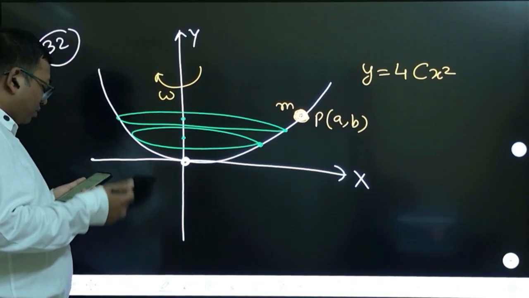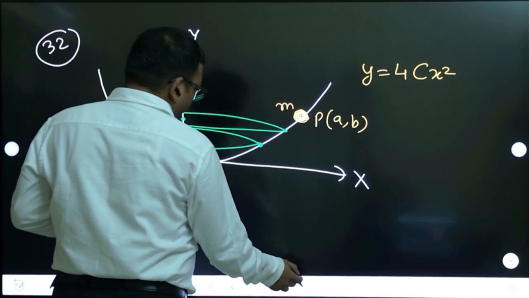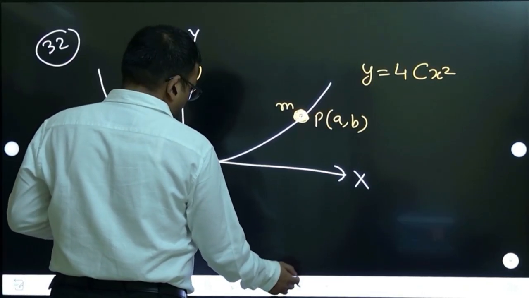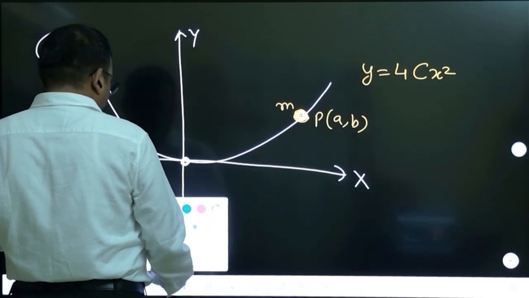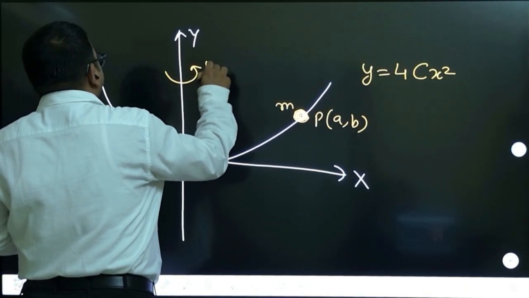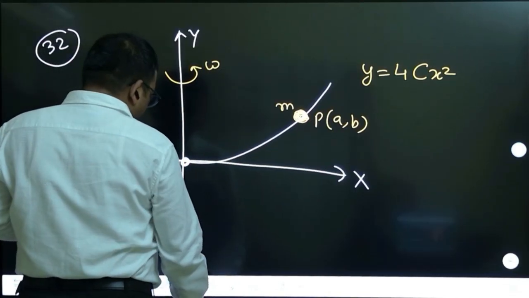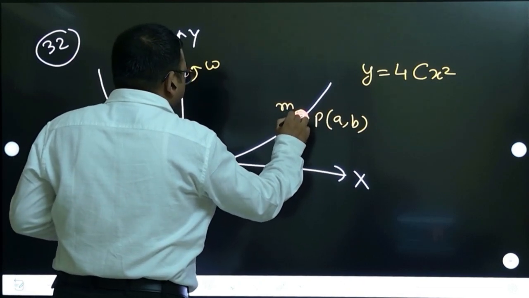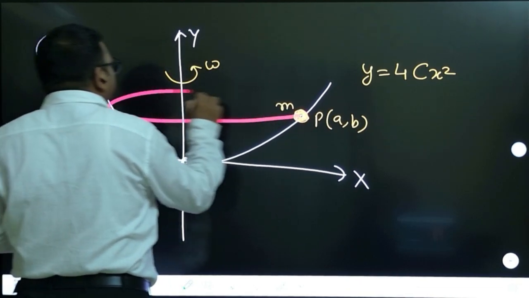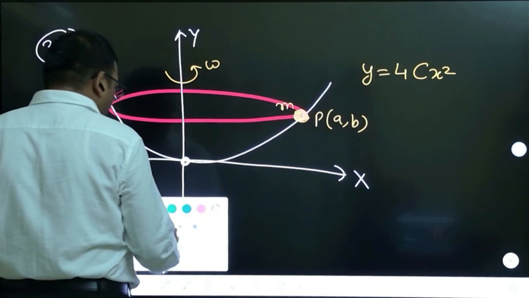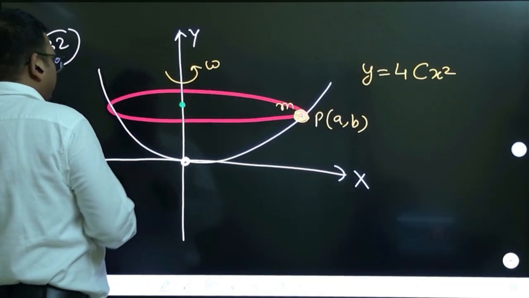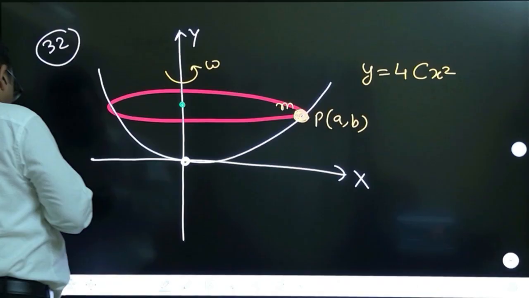You take anticlockwise or clockwise, it doesn't matter which direction you want. You draw it like this. The idea is that any point on this wire will be going in a circular motion like this, and the center of that circle will be on the y-axis.